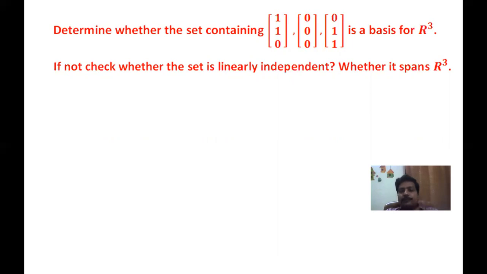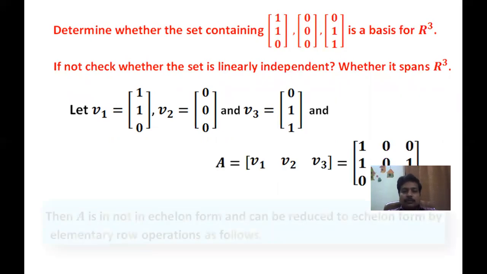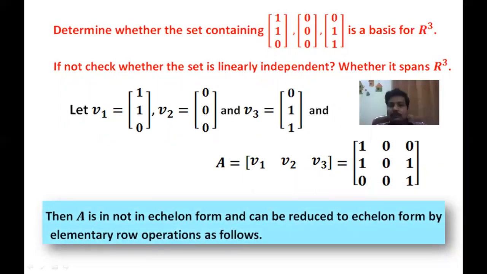But let us solve the problem in an algebraic manner. Let us name the vectors. Let v1 is equal to (1,1,0) and v2 is equal to (0,0,0), the zero vector, and v3 is equal to (0,1,1). And let A be the matrix with columns v1, v2, v3. That is, rows 1 1 0, 0 0 0 and 0 1 1.